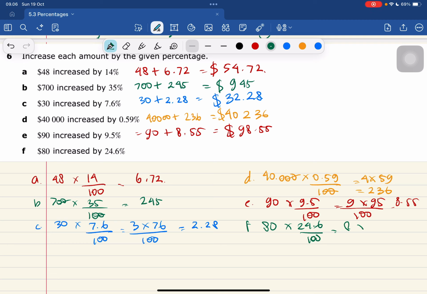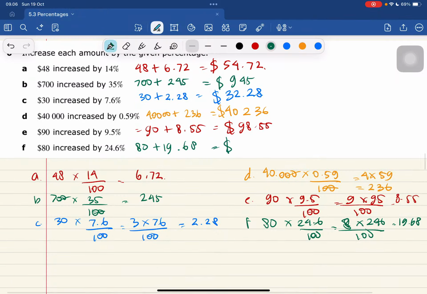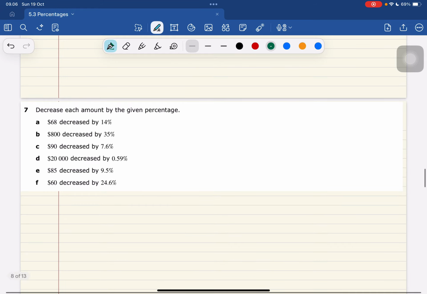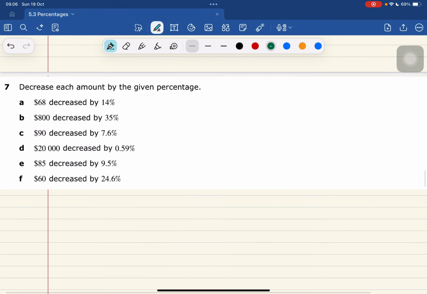Okay, next at 80%, $80 increased by 24.6 over 100. So it's going to be 8 times 246. We divide by 100. So let's find it. 8 times 246 divided by 100 is going to be 19.68. So 80 plus 19.68. So this will give us the answer of, this is still dollar, $99.68. Next, now is decrease. Decrease is minus.